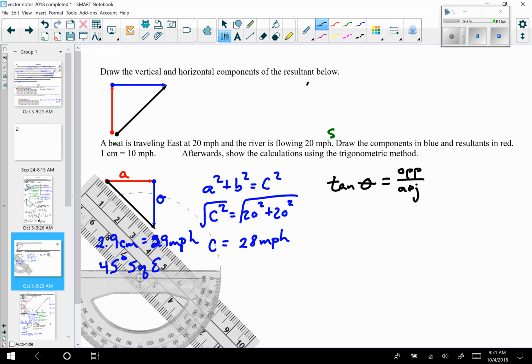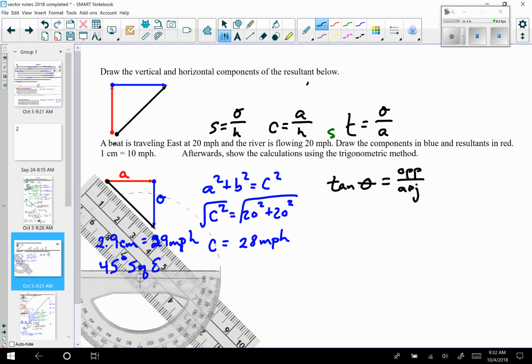Hopefully in math class you learn these different equations called SOHCAHTOA. So sine is opposite over hypotenuse. Cosine is adjacent over hypotenuse. And tangent is opposite over adjacent. So it's sine, cosine, and tangent, otherwise known as SOHCAHTOA. And that's just sort of a mnemonic device for remembering these things.